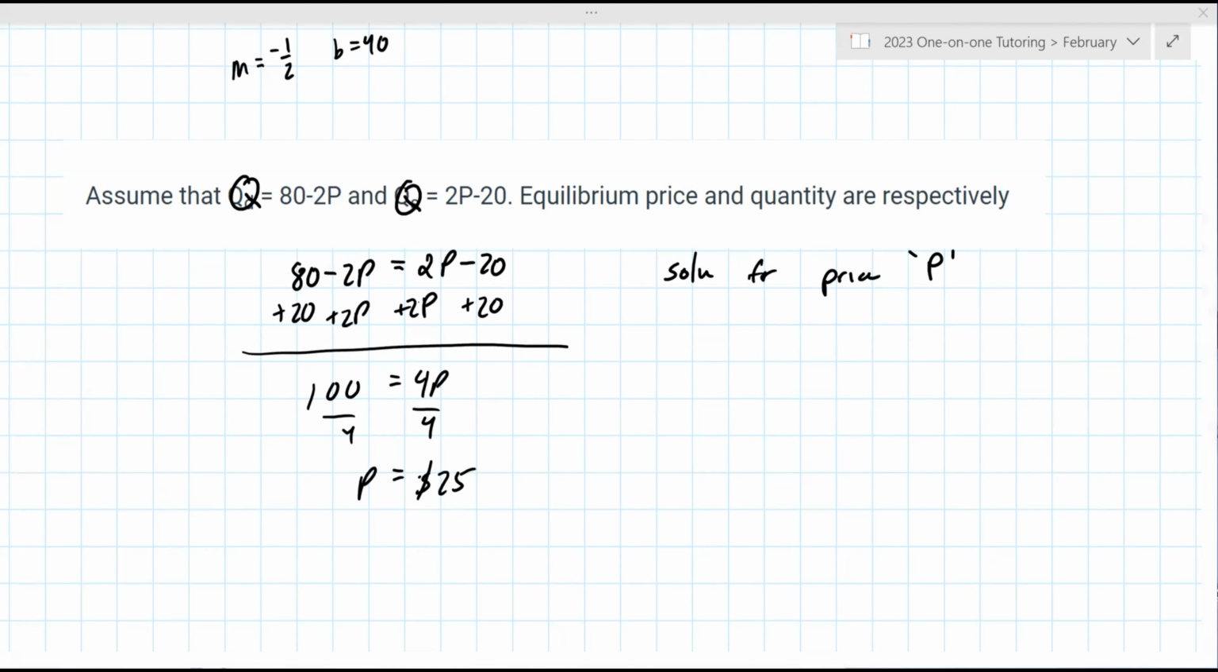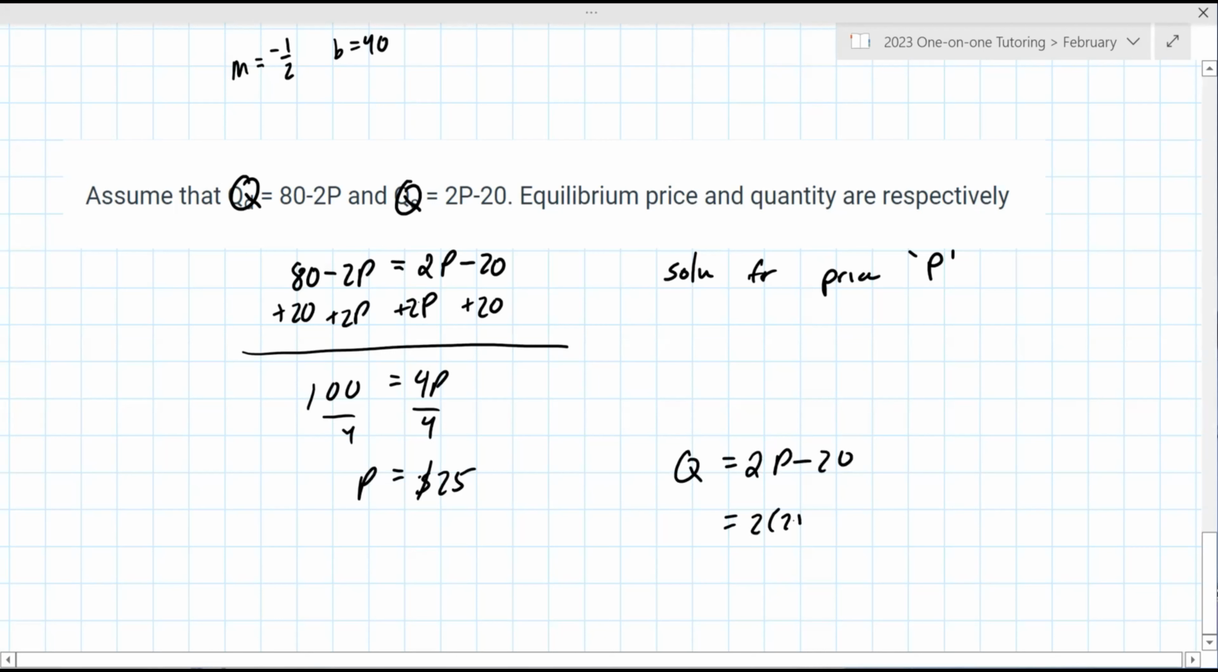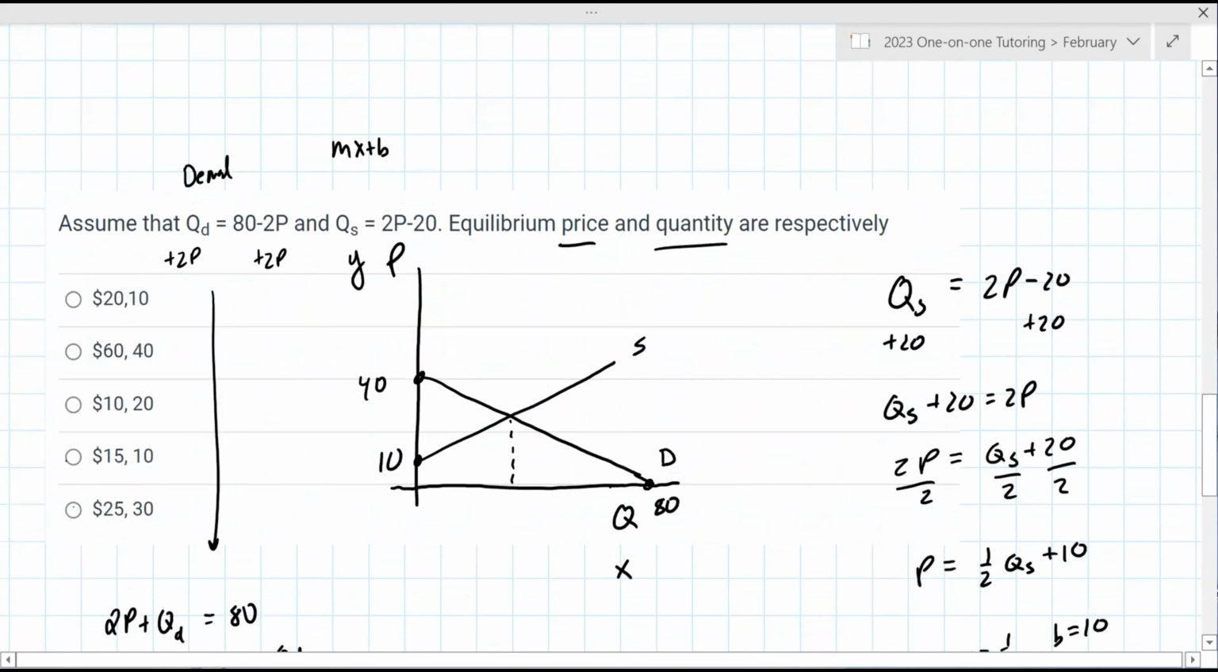But that's only half the answer. Actually, it is the full answer, because the Q is the last one there. But if you needed to find Q, you could go to either equation and put in the 25 for price. 2 times 25 is 50, subtract the 20, 50 minus 20 is 30. So the graph is just there to illustrate what's going on. It's a picture. Maybe there's a problem where you have to graph it. I don't know. But the price here is 25 and the quantity is 30 where they intersect.